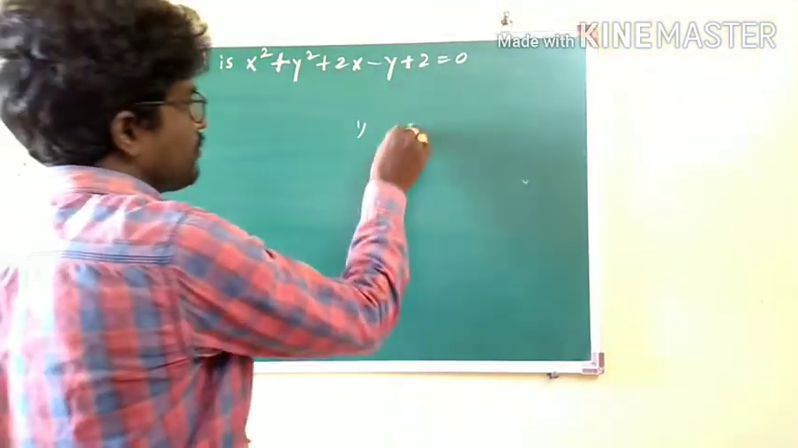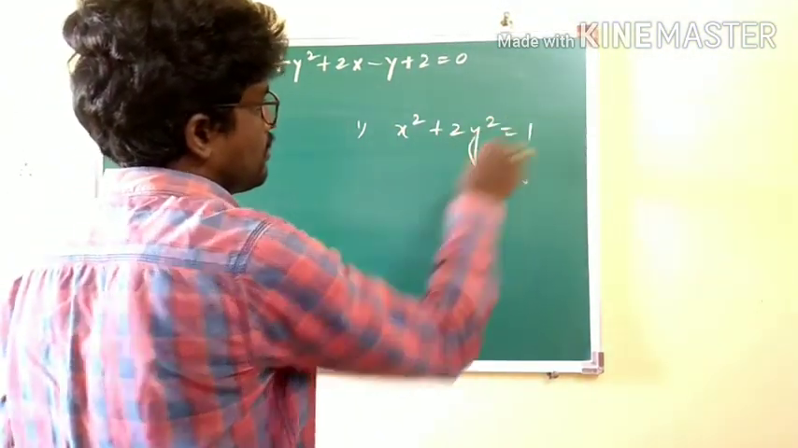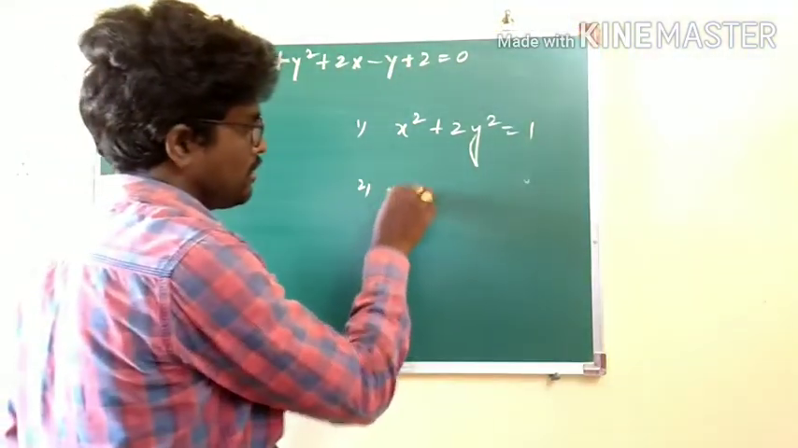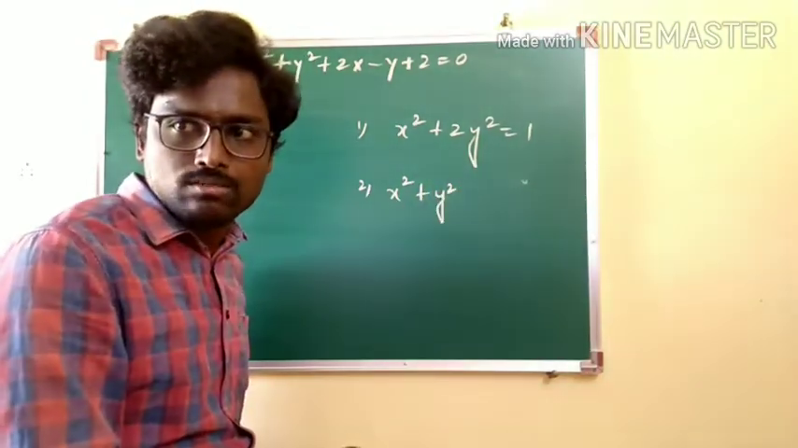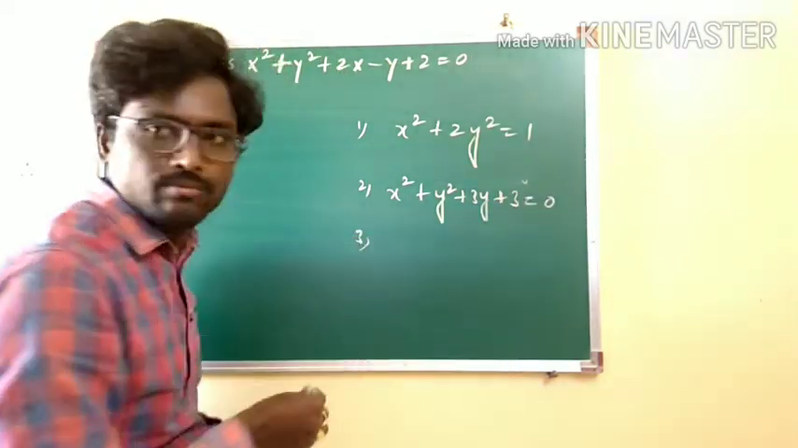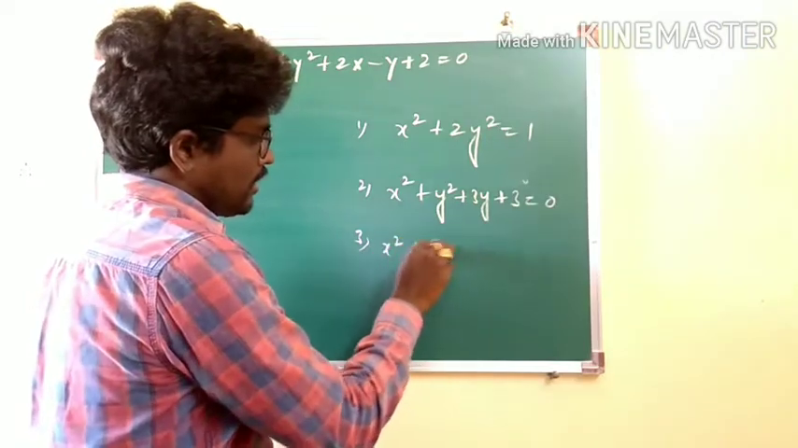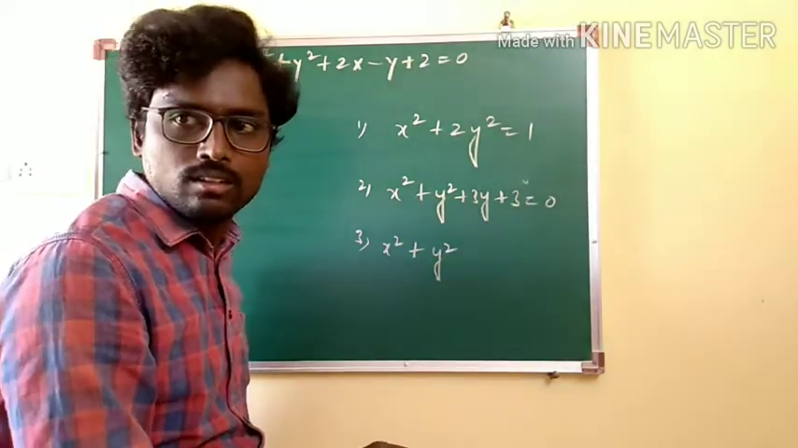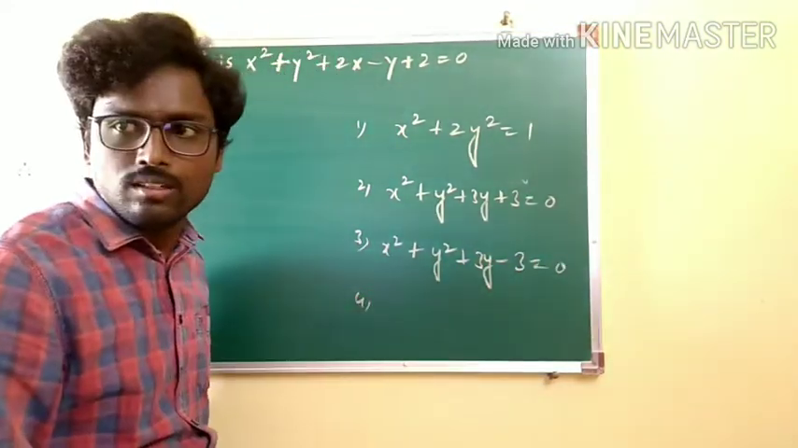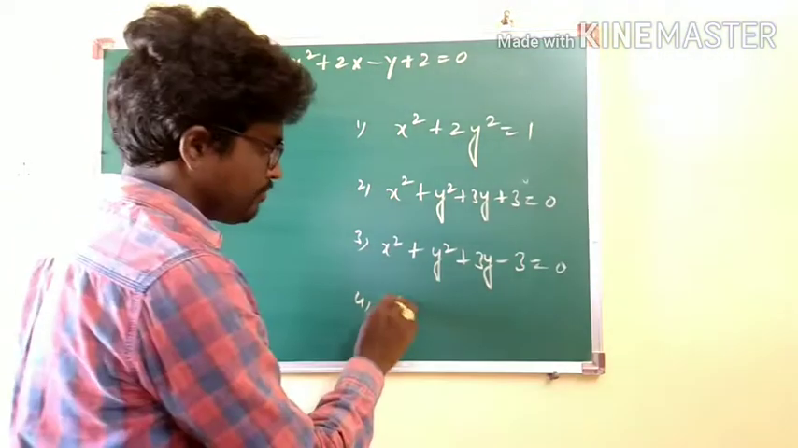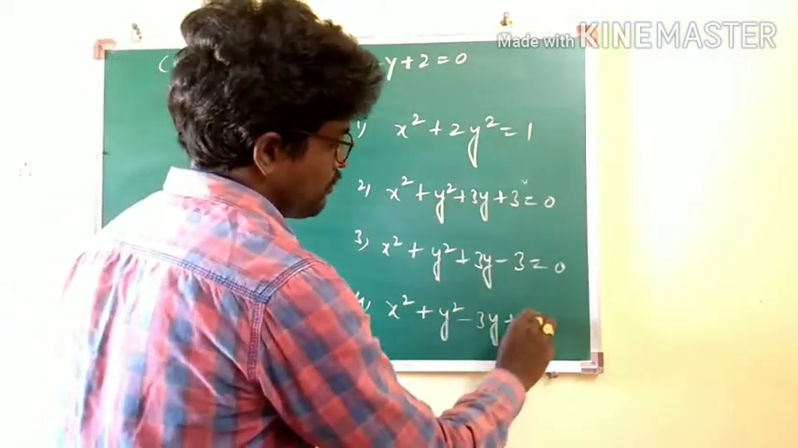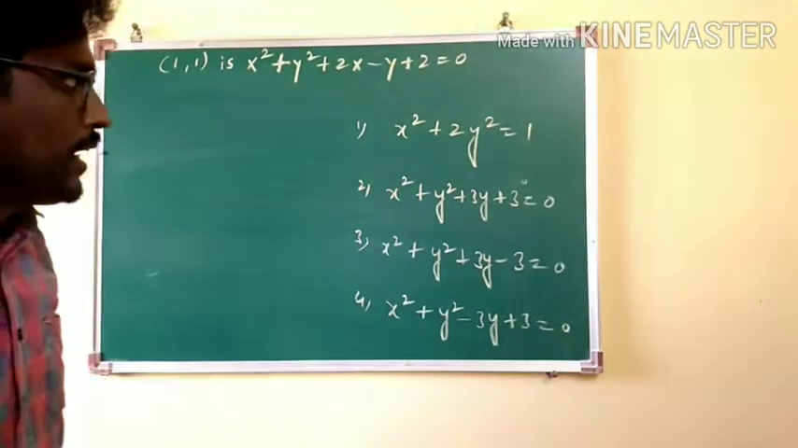Here we have the options: x square plus 2y square equal to 1; x square plus y square plus 3y plus 3 equal to 0; x square plus y square plus 3y minus 3 equal to 0; and x square plus y square minus 3y plus 3 equal to 0.